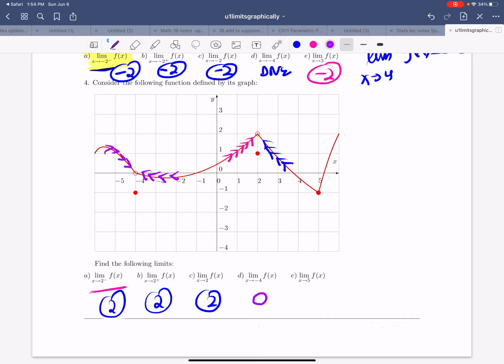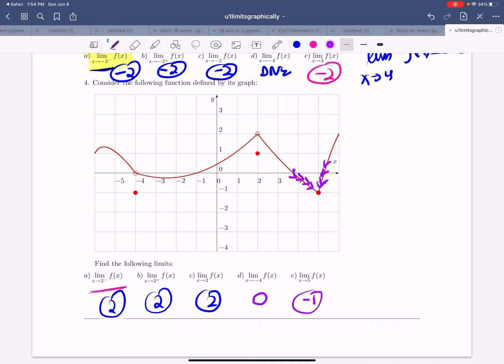Limit as x approaches 5 of f of x. Let's see. I'm going to clean up some arrows on the graph so we can see a clear picture. So x approaches 5, coming from the left-hand side and coming from the right-hand side. Both ways, the y value is getting closer and closer to -1, as x is getting closer and closer to 5.